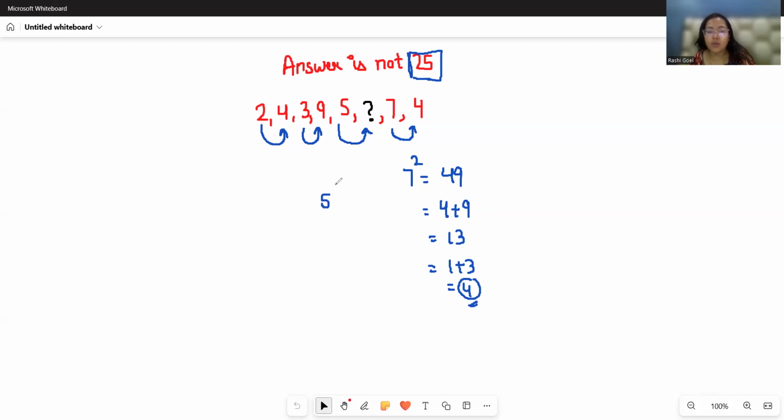So what is 5 square? It's 25, and 2 plus 5 is 7. So what replaces the question mark? 7.